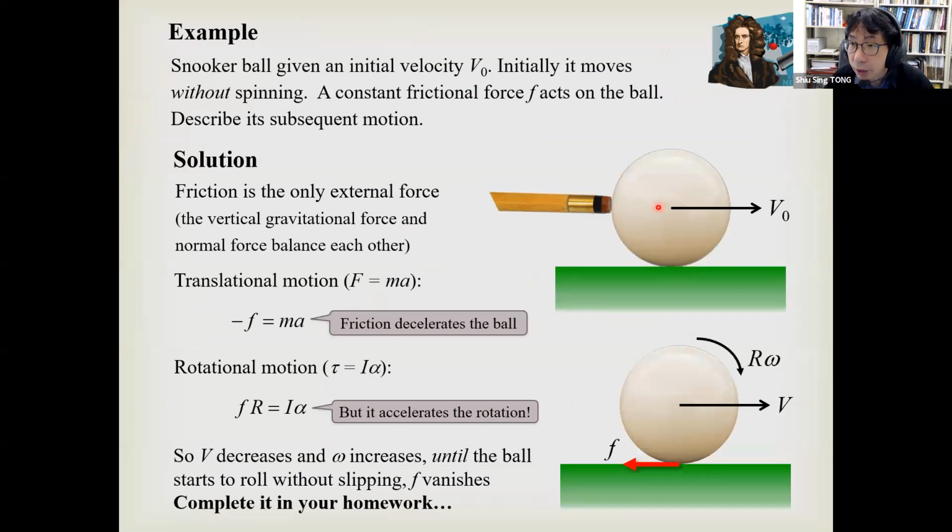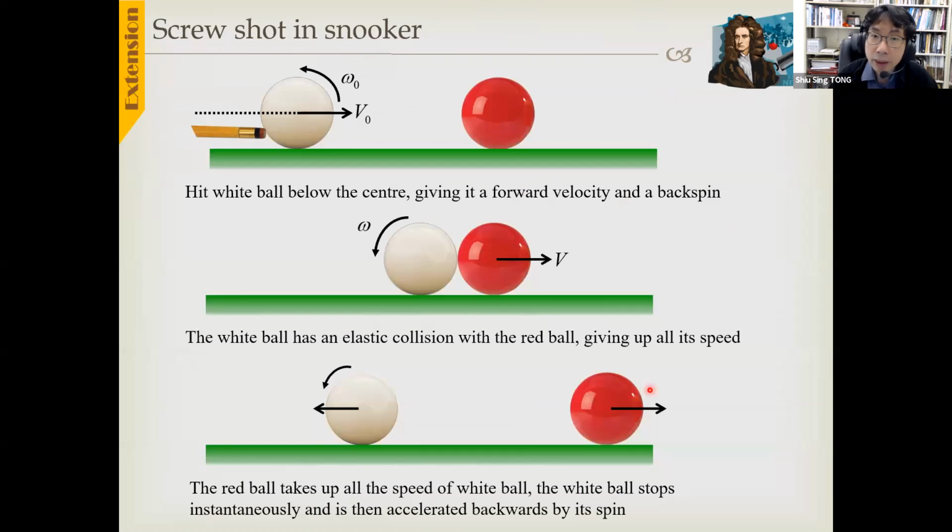Now, in this discussion, we consider using our cue to strike the white ball at the middle. But in fact, there is a certain skill in snooker. I don't know if you have ever played snooker. If you strike the white ball at the base, below the center, you will induce a backward spin on the white ball. Now, instead of just inducing a linear velocity to the right, you also induce a backward spin. Backward spin means you see the torque, right? It will produce a spin in the anti-clockwise direction in this figure, right? Now, what will happen then?